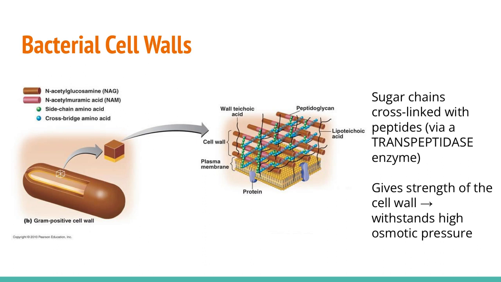Now, how penicillins work, we first need to talk a little bit about bacterial cell walls. Bacterial cell walls are really interesting in terms of their structure. They have sugar chains that are cross-linked with peptides via an enzyme called a transpeptidase. Trans just means across, and peptidase means peptides or proteins, essentially. And so we create this sort of structure here.